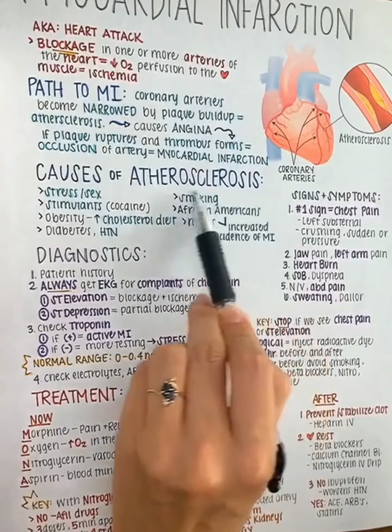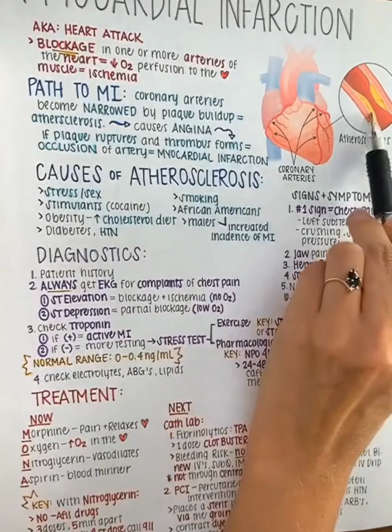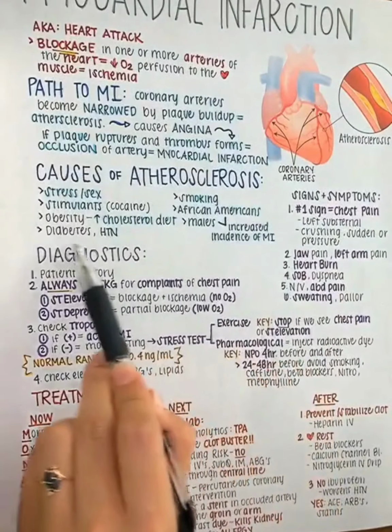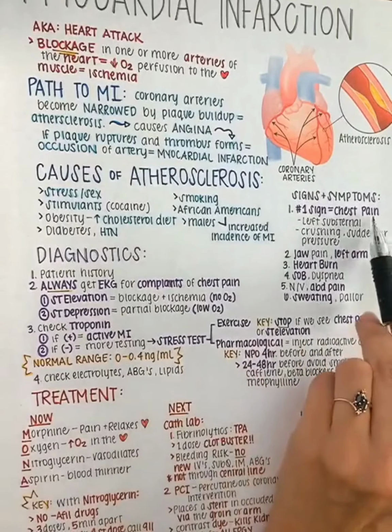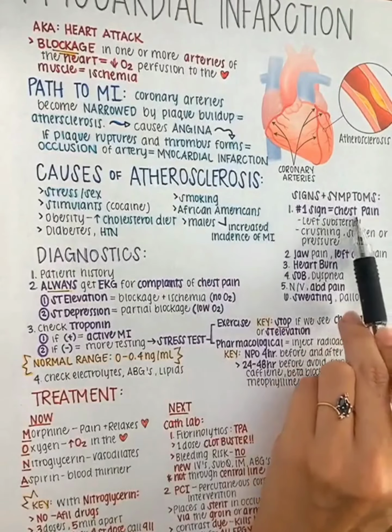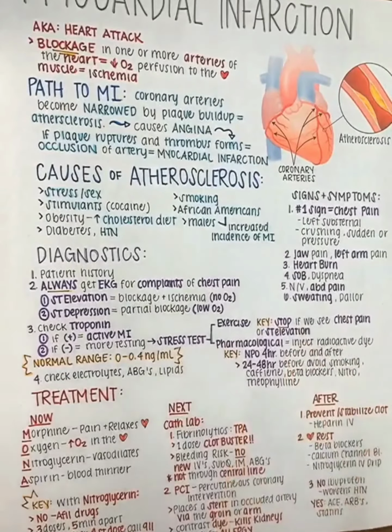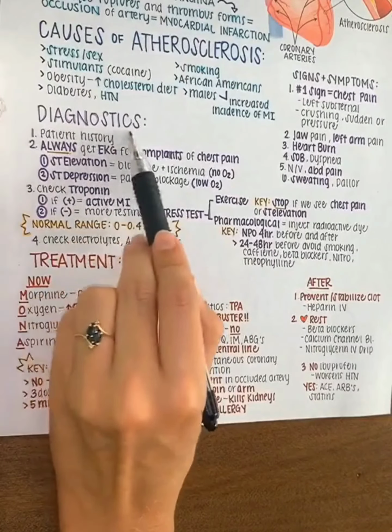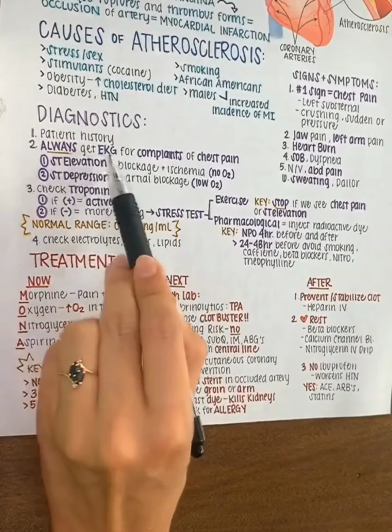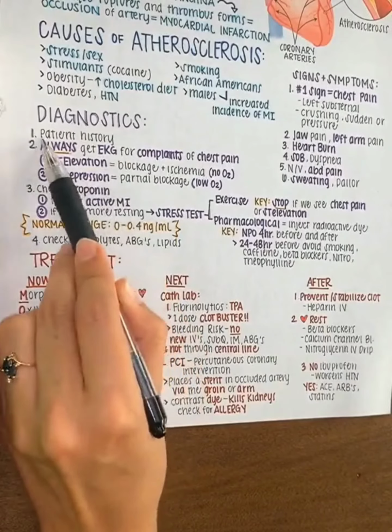The biggest cause of MI is atherosclerosis, a buildup of plaque in the arteries that causes this blockage. This happens due to these risk factors. The number one sign of MI is chest pain, pressure, or discomfort, but you may see any of these signs as well. If a patient exhibits any of these, we do testing right away. We always get an EKG, and we can check troponin levels, gather patient history, or check other labs.